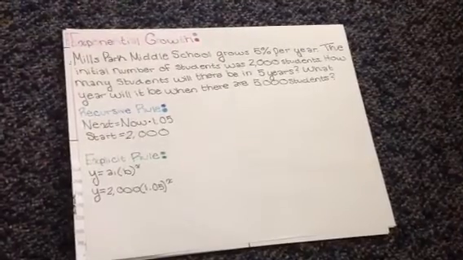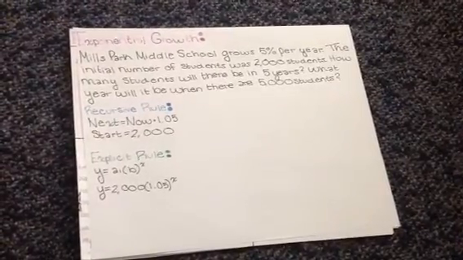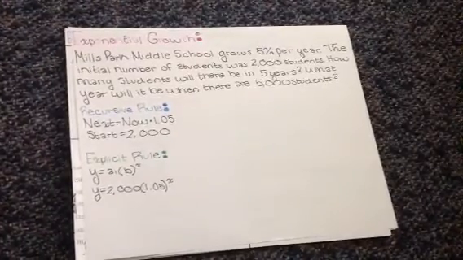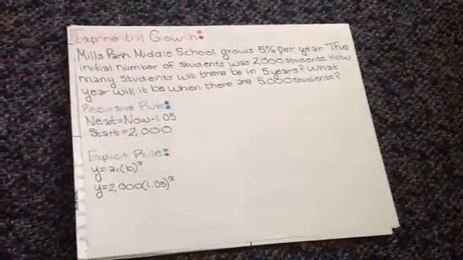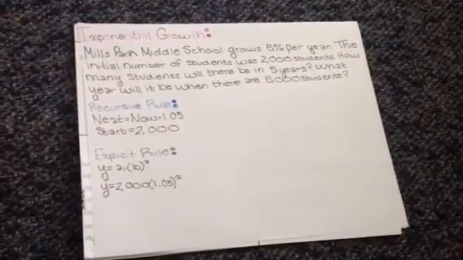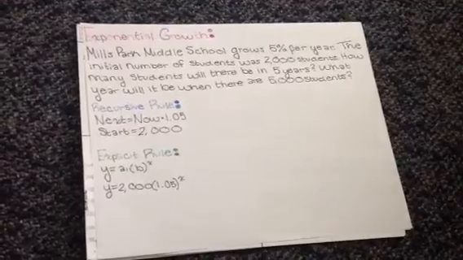The recursive rule is next equals now times 1.05, and the start is 2,000 students. The explicit rule is y equals a1 times b to the x. And when you plug it in, it's y equals 2,000 times 1.05 to the x.